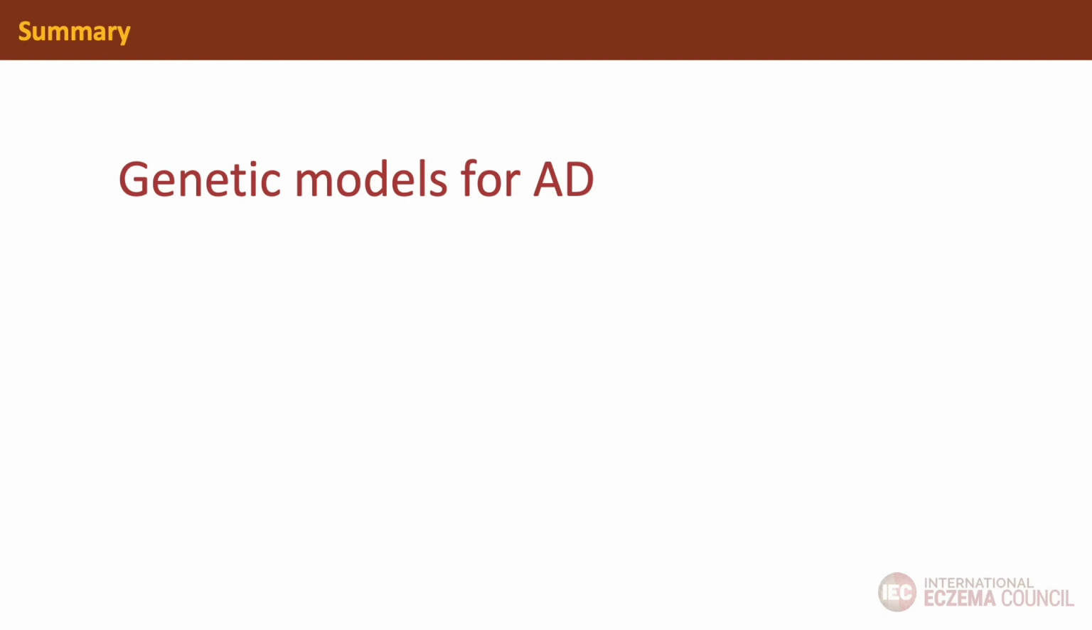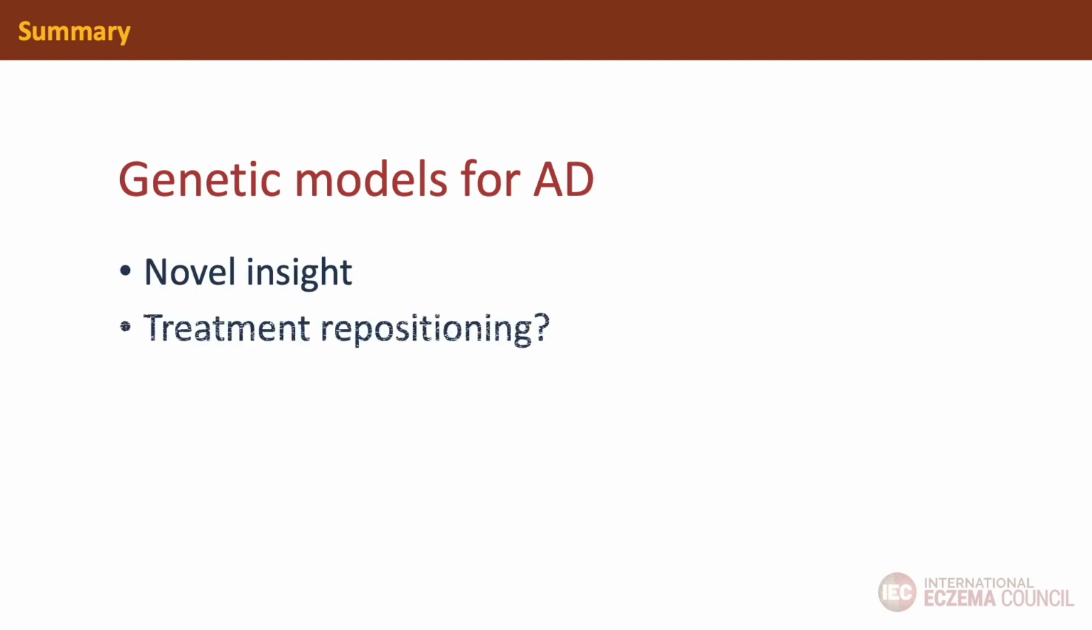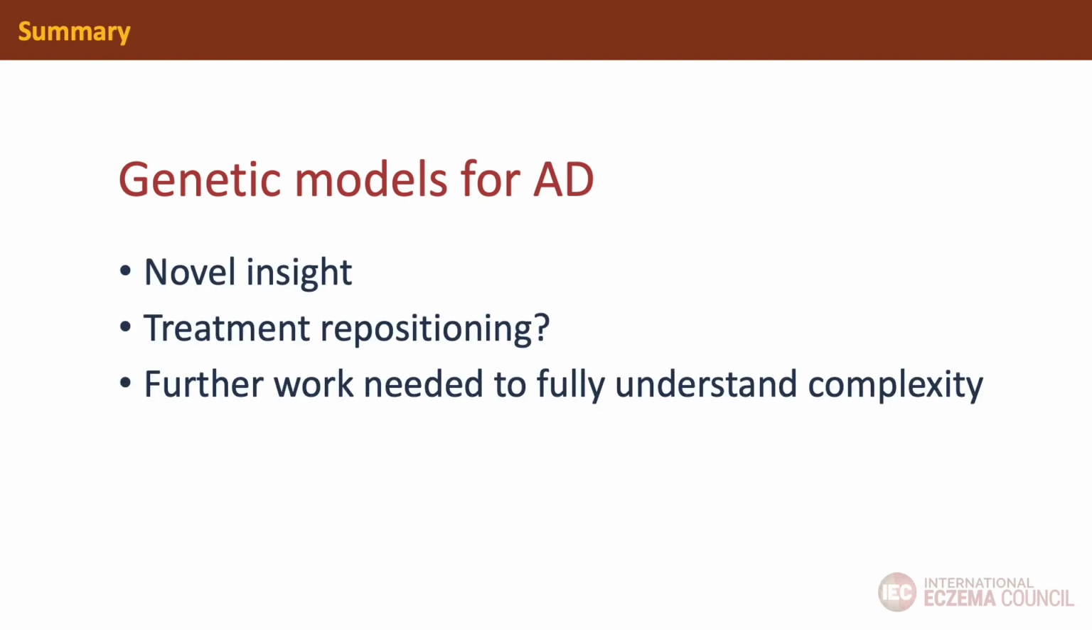So to summarise, genetic models for AD are important in that they've provided novel insight into understanding aspects of AD pathophysiology. They provide opportunities for treatment repositioning, as well as, in the future, potential specific targets for aspects of AD physiology. But it's important to remember that really much further work is needed to fully understand the complexity of AD that we see in our patients.